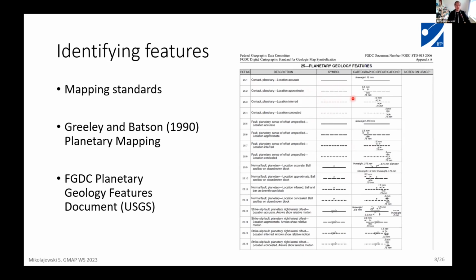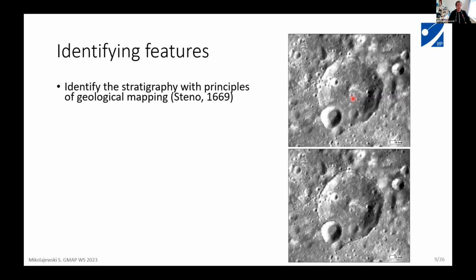So when it comes to identifying features, there are several principles available for that. They refer to Steno from 1669. The first principle is, as we heard in a talk on, I think it was Monday, superposition. You can imagine it like the layers of a cake, where you have the oldest layer at the bottom and stacking up younger ones on top.